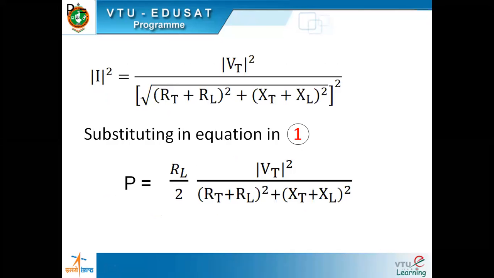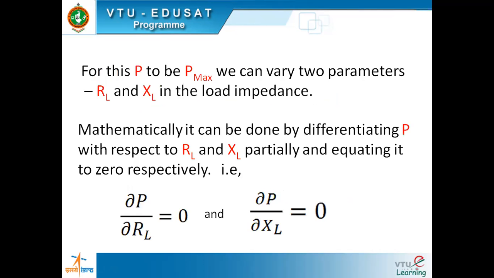Now suppose this P has to be P max. Now we have got the average power equation. Now for this average power equation to be maximum power, what needs to be done? For this average power to be maximum average power, what needs to be done is the question. For this P to be P max, very important.